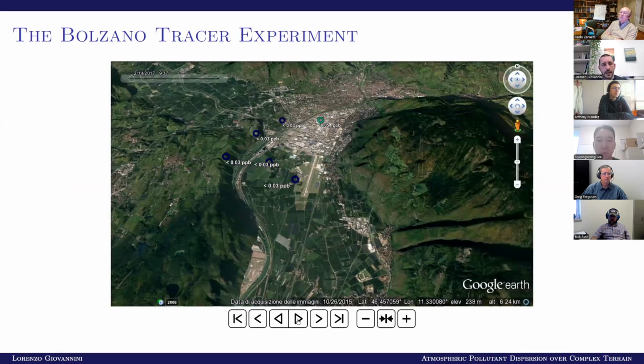And these were the results of our experiment. So here we will see different points which represent the different samples, the different bottles that we collected, with the concentration in ppb, parts per billion, of SF6. This is the first morning release, so you can see here we are in the morning, 10:30.